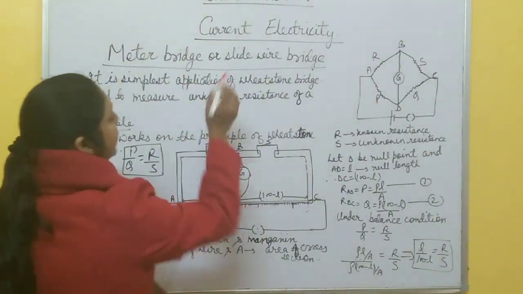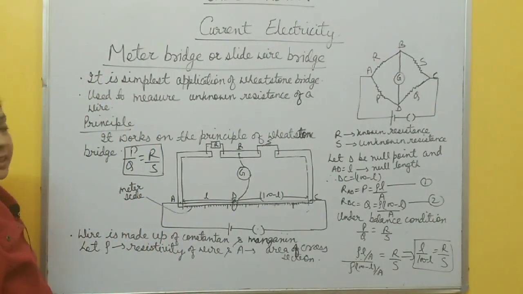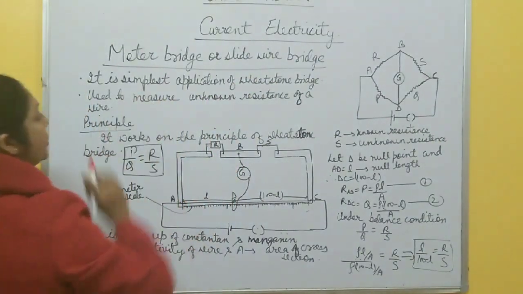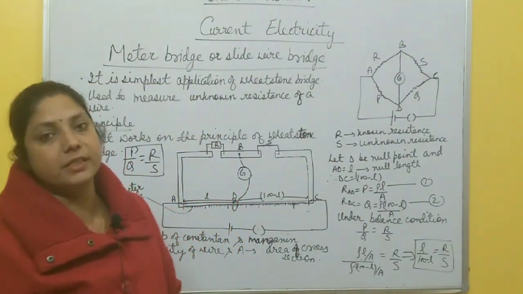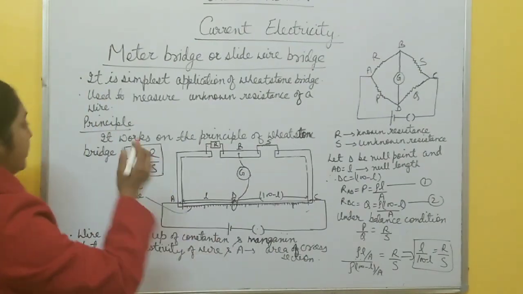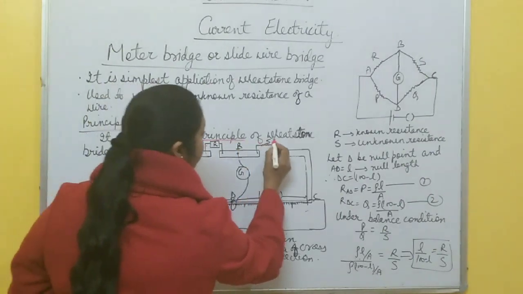Now, next one is the meter bridge or slide wire bridge. What is this meter bridge? It is the simplest application of the Wheatstone bridge and it is used to measure the unknown resistance of a wire. On which principle is it based? It is based on the principle of the Wheatstone bridge.